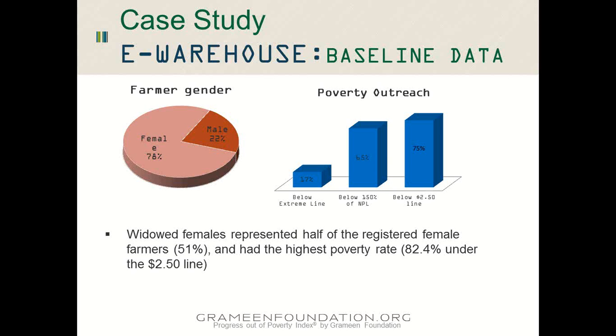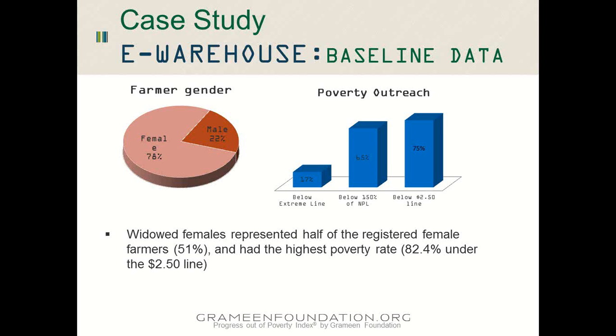An initial analysis of this data helped confirm several hypotheses, but also revealed some actionable information about the farmers in the program. The first question that we asked was, who is using the service? And data confirmed that the program was indeed attractive to the poorest farmers, and particularly female farmers. Of those that registered, 75% were below the $2.50 a day poverty line, and 78% were female. And interestingly, as the text on this chart shows, the poorest farmers that registered were widowed females.